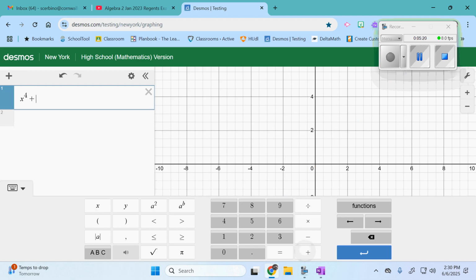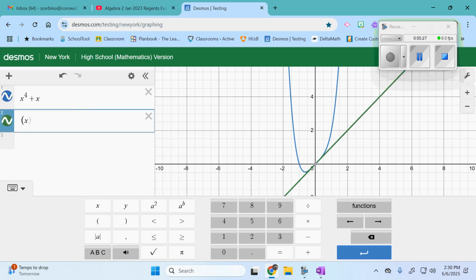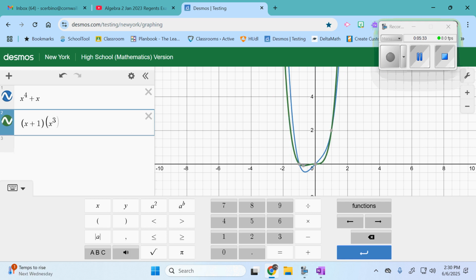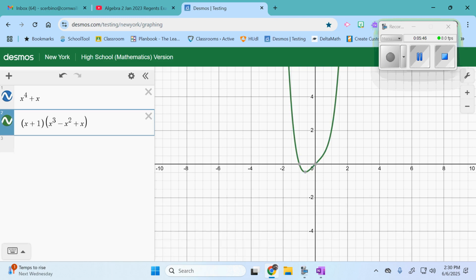and the plus x, and then I can graph what it's equal to in choice 1, x plus 1 times x cubed minus x squared plus x. We can see that that gives us the same graph, right? So if we turn off 1, you can see it gives us the same graph. So this has to be the answer of choice 1.